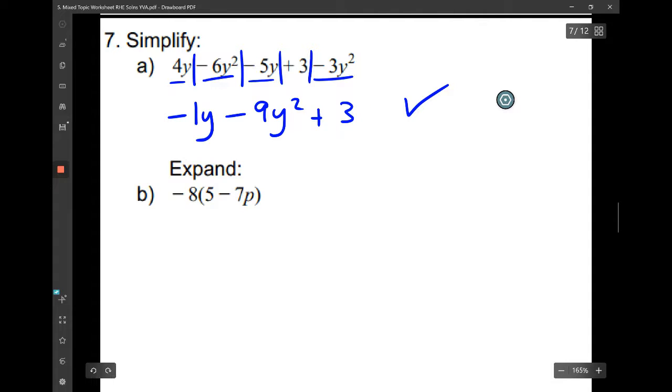And then here, I have done this question before, so I've accidentally pasted it before. So this will be negative 40, and then you've got negative 8 times negative 7, which will give you positive 56p.